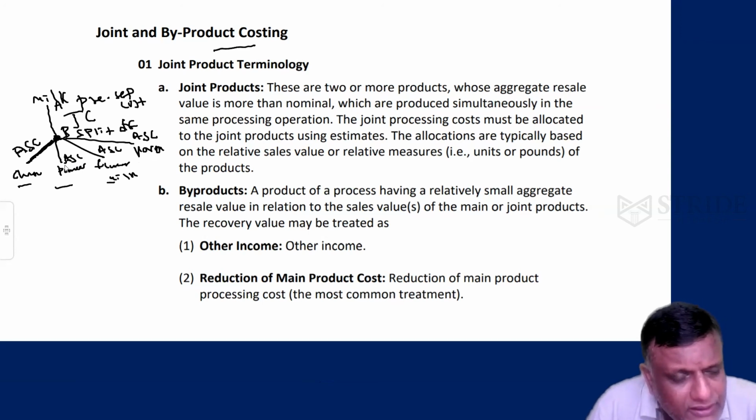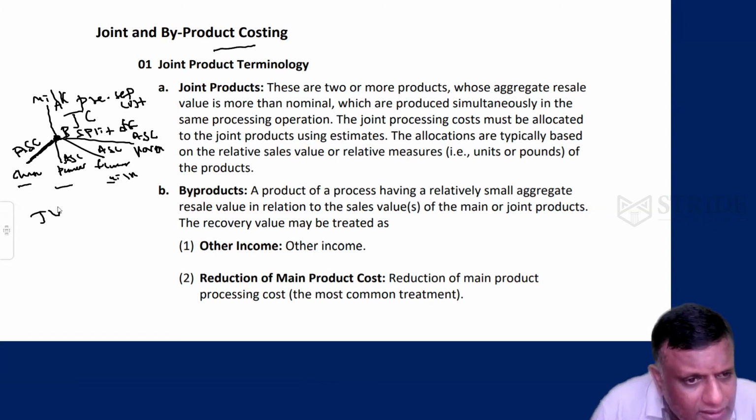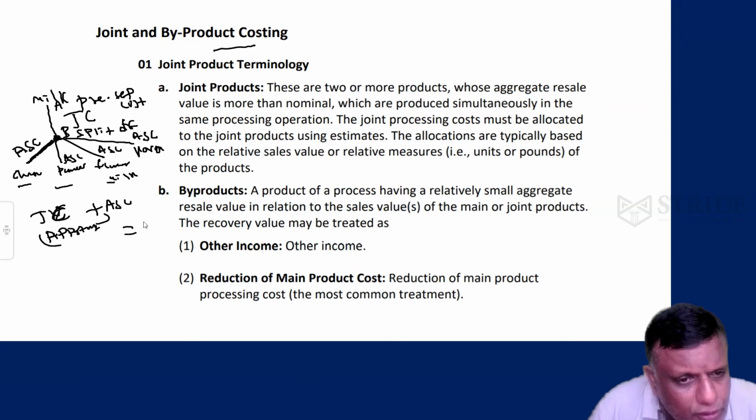The joint cost is to be apportioned between these products in a certain ratio. After that, we have to add the after separation cost to make the product cost for the cheese, plus profit is the sale of the cheese. Paneer too. To find the cheese cost, it is nothing but joint cost apportionment, plus after separation cost, equal to total cost of the cheese product.